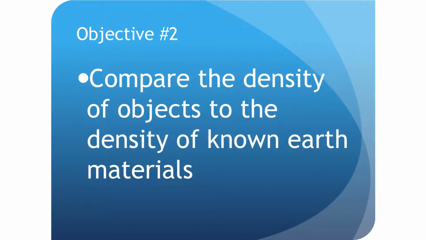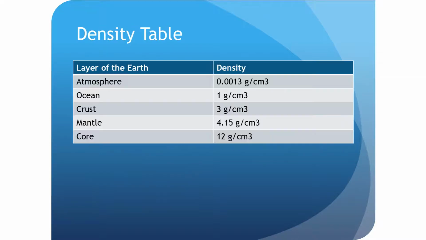Objective number 2, compare the density of the objects to the density of known Earth materials. So here's a density table. Notice it gives you the atmosphere, the ocean, the crust, the mantle, and the core. Let's look at a problem and see if we can determine which layer it would fit closest to.